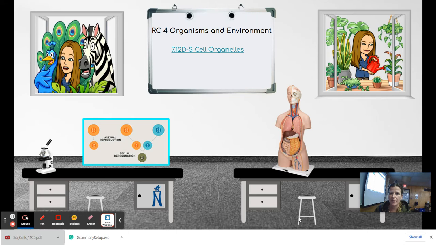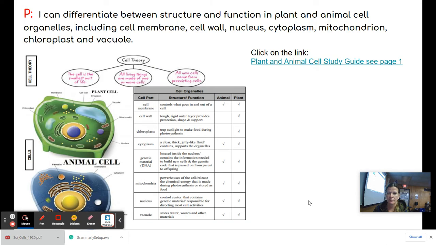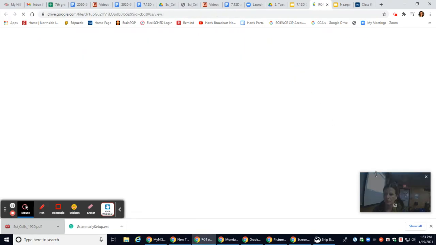Organisms and environment. Today we're going to focus on cell organelles. So today we're going to differentiate between structure and function in plant and animal cell organelles, including the cell membrane, cell wall, nucleus, cytoplasm, and mitochondria. I'm going to share this link with you. It's a study guide on plant and animal cells.